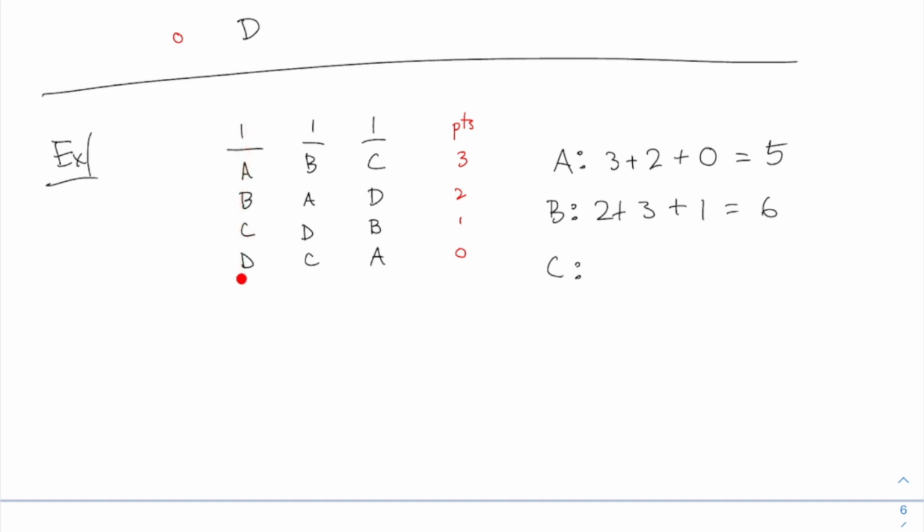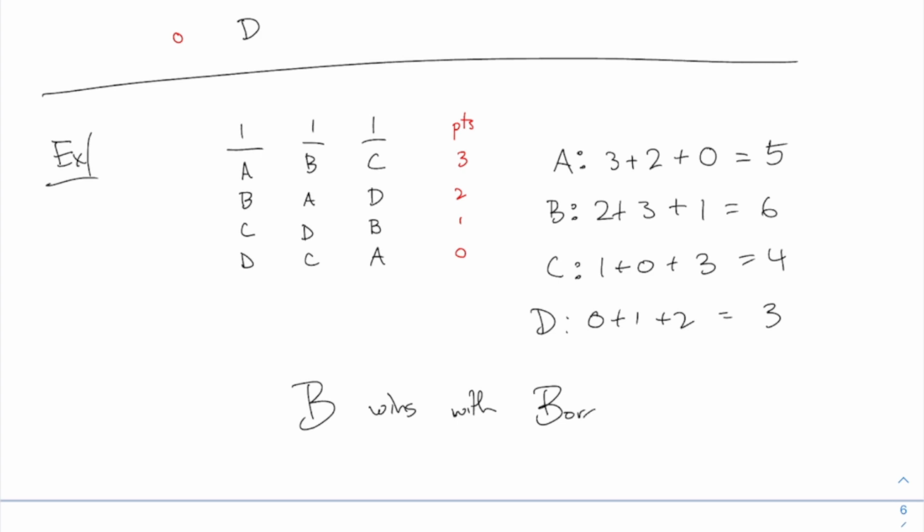C gets 1 point in the first column, 0 in the next column, 3 in the next one. So this is 1 plus 0 plus 3, which is 4. And then D gets 0, 1, and 2. 0 plus 1 plus 2, which is 3. The winner is B. B wins with the Borda. All right? This is the Borda count.